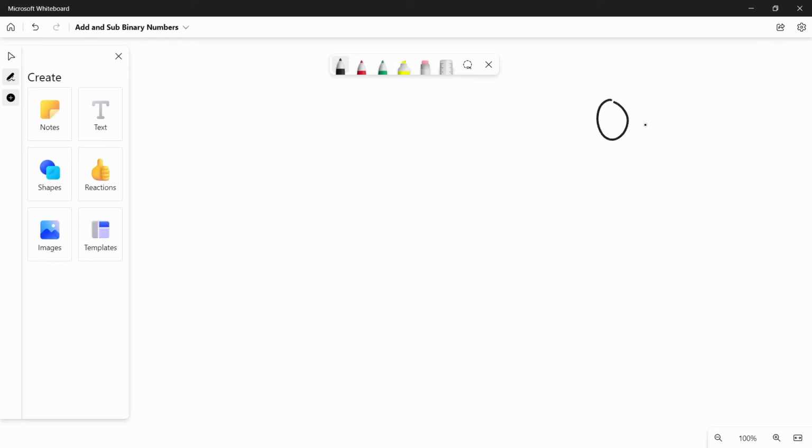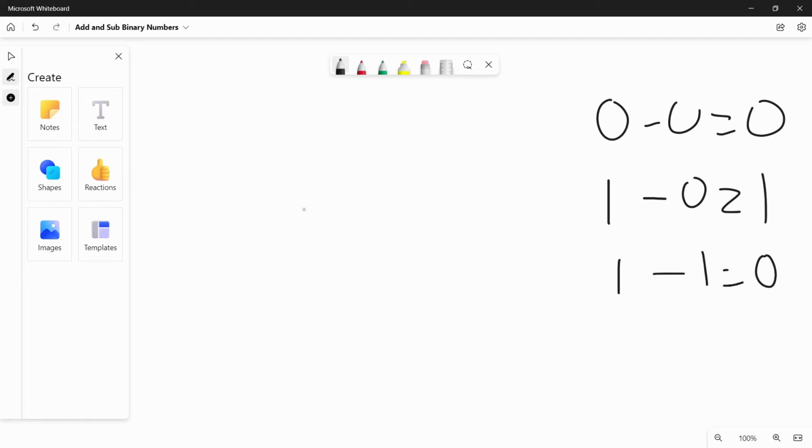So remember that 0 minus 0 is equal to 0. 1 minus 0 is equal to 1. 1 minus 1 is equal to 0. Let's try to subtract 5 minus 3.